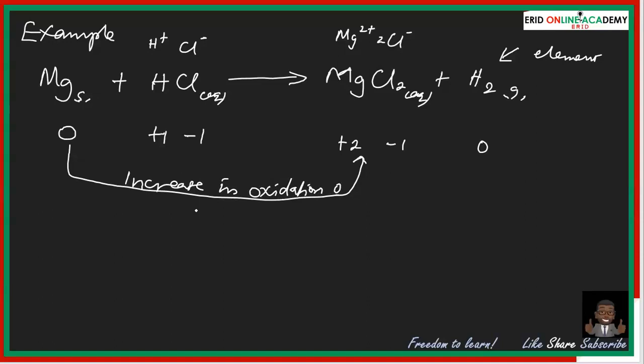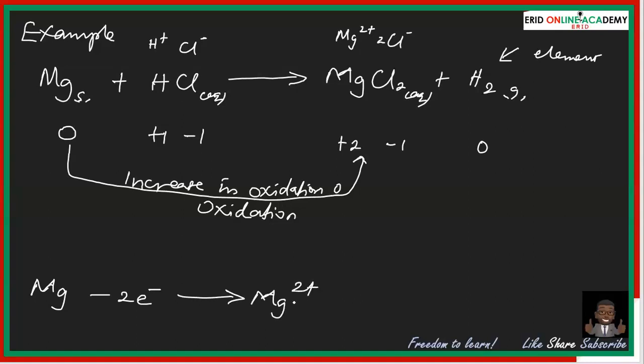That's an increase in oxidation number. So we call that oxidation. Okay, we'll still establish this using electron transfer. But you can see magnesium move from 0 to +2. That is an increase in oxidation number. So in terms of electron transfer, let's look at that. Magnesium, of course, you know metals can lose electrons, right? Magnesium is in group 2. It's going to lose 2 electrons to form magnesium ion.